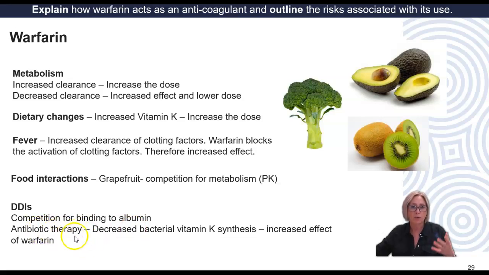So remember, if you're taking a broad spectrum antibiotic for a bacterial infection, you're not only going to wipe out the bad bugs for the infection, but also the microbiome as well. So for a period of time when you're on that antibiotic therapy, there might be decreased bacterial vitamin K synthesis. So again, this will cause an increased effect of the warfarin, because remember, the warfarin is the vitamin K antagonist, but here we've got less vitamin K, so you're going to have an increased effect of warfarin.